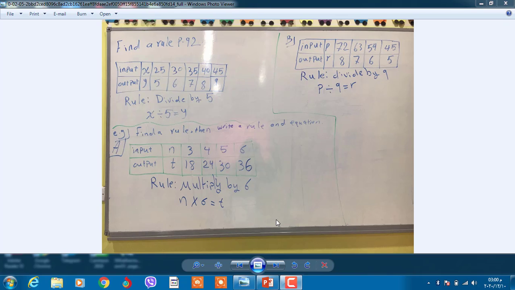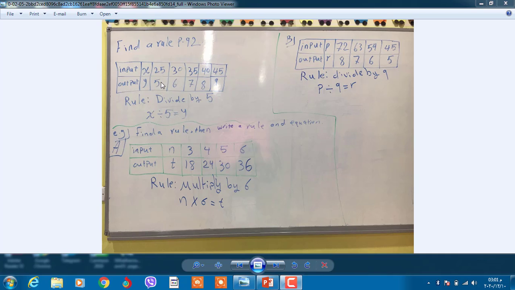Are you okay? In this video we will study chapter 5 also. So we have to find a rule. In this lesson we have a table, and I ask you to write down the rule and equation for this table. We have input and output. In this table, input is x and output is y.